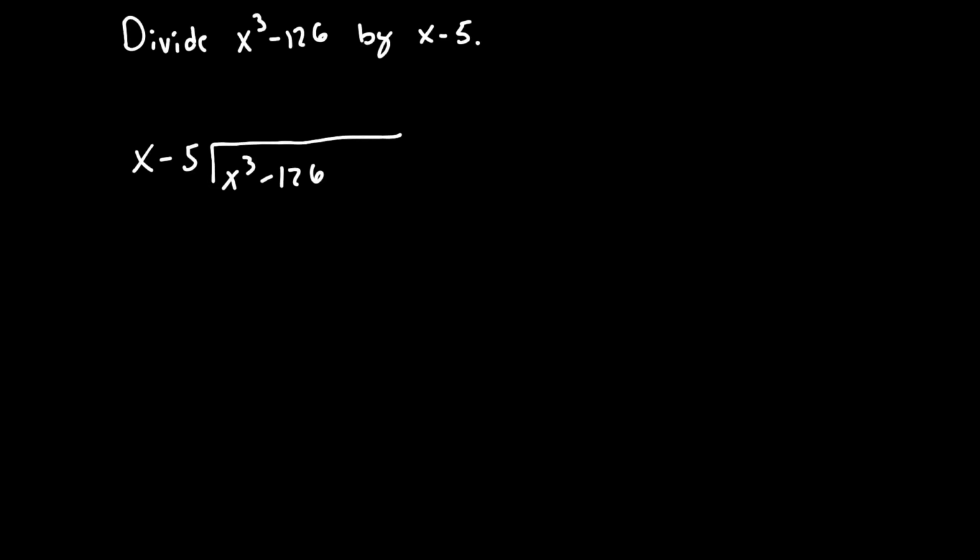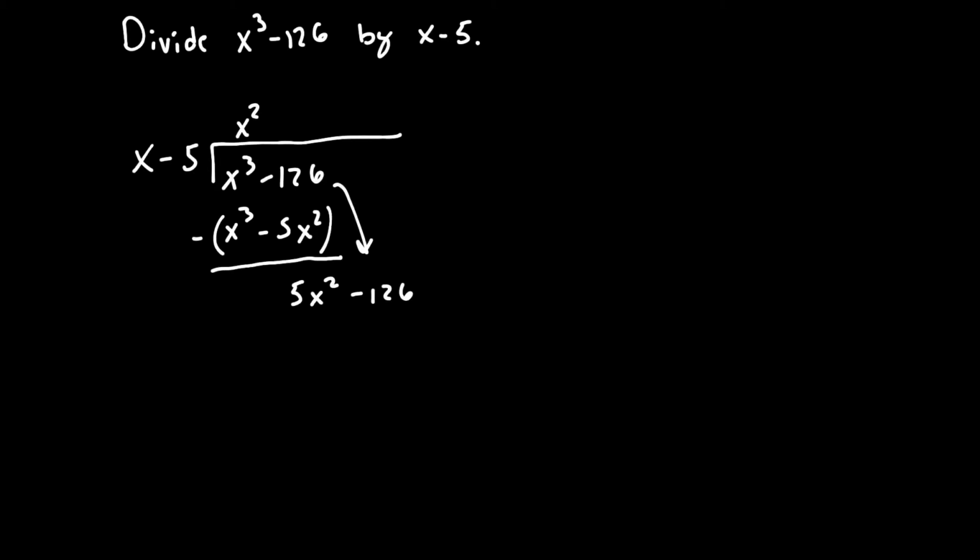We want to get rid of our x cubed, so we want to multiply the term x minus 5 by an x squared. This gives us x cubed minus 5x squared. Multiply this by -1 and then add it to the term above. Our x cubes cancel out and we're left with a 5x squared. Now pulling down the 126, this becomes a -126.